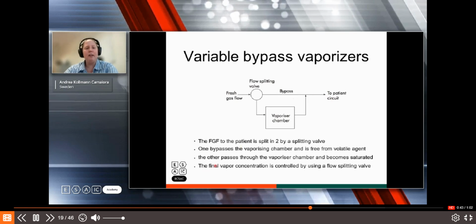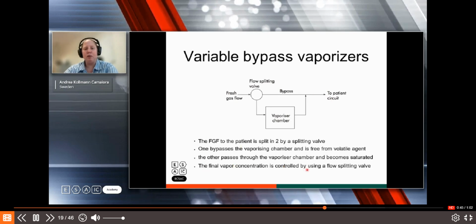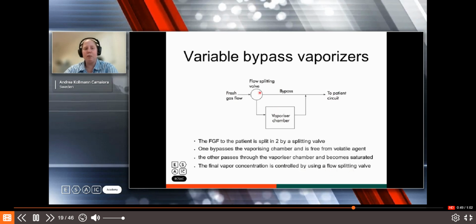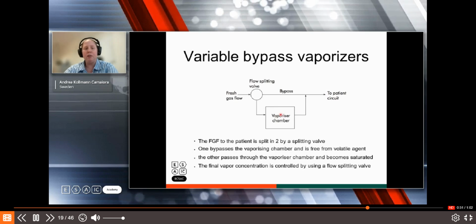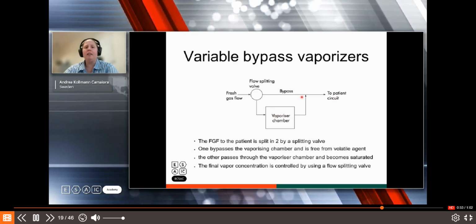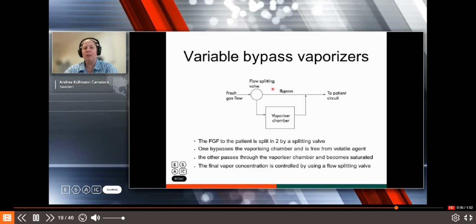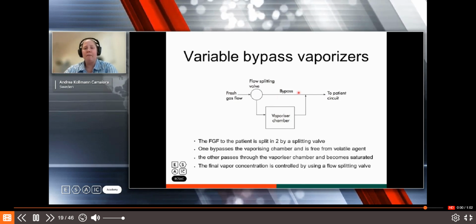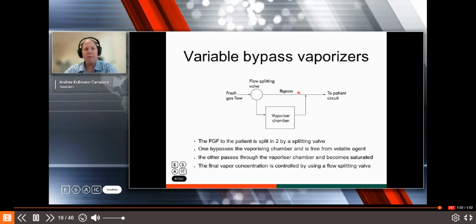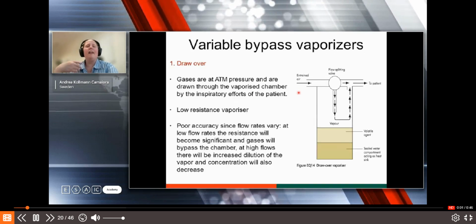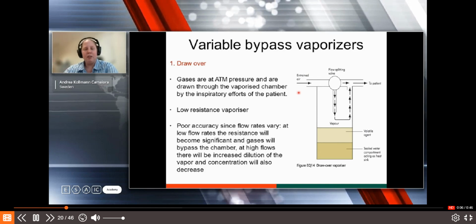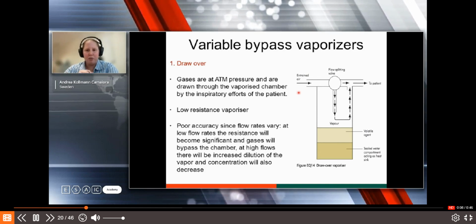So the final vapor concentration is controlled by using the flow splitting valve. It depends how much I want to go into the vaporizing chamber and join the system, and how much I want to bypass. So this is the most simple model of vaporizer, very useful for the part 2 examination. But then we started adding things, because you remember that I told you that you lose heat? Okay, we're going to talk about it.